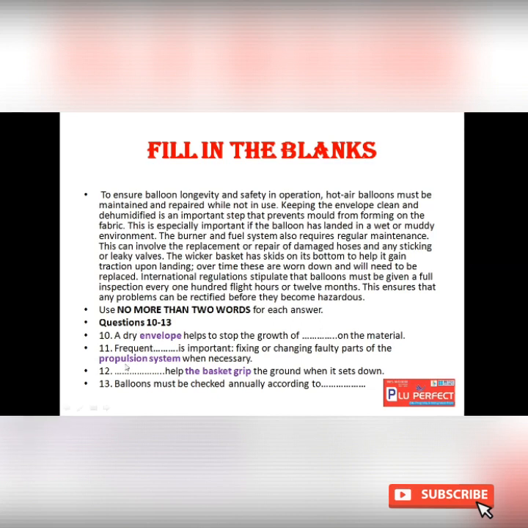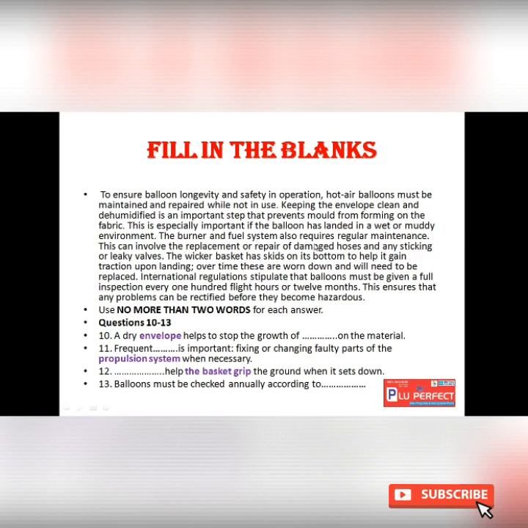Frequent. Frequent means something that you have to do time and again or on a regular basis. So always keep the possible synonyms in mind, students, before you read the paragraph. Okay. So frequent dash is important. Frequent what is important? Fixing or changing faulty parts of the propulsion system when necessary. Faulty means something that is broken or not working properly. Of what? Of the propulsion system, as and when required. So frequent what is important basically.